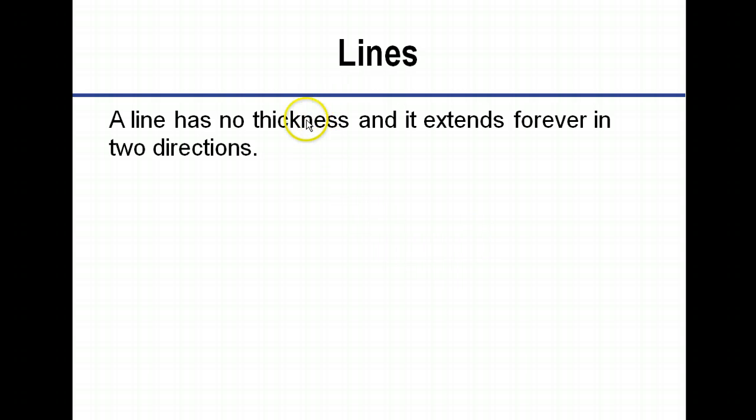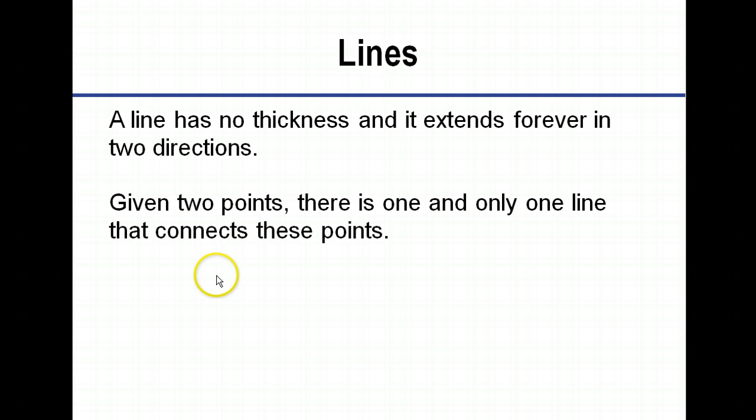So let's do a little bit more work with trying to come up with what exactly a line, a plane is. So a line has no thickness and it extends forever in 2 directions. And specifically, if we're given 2 points, there is one and only one line that connects these 2 points. Again, notice that to define a line here, we're using the idea of what a point is without actually defining it, okay? Because that would require talking about lines, but that's circular.